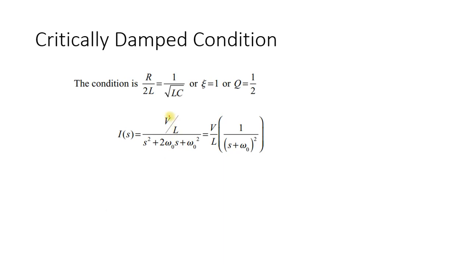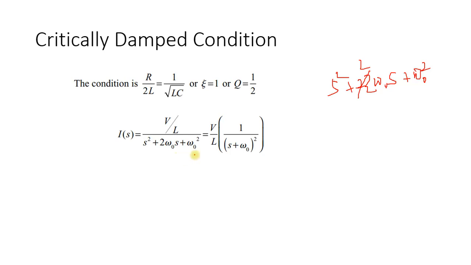It is the general equation, so V by L divided by s square plus 2 omega naught into s plus omega naught square. We know that the second order equation looks like the general form of s square plus 2 zeta omega naught s plus omega naught square. So this is the general format. If zeta is equal to 1, the equation is s square plus 2s into omega naught plus omega naught square. This is the expression they gave.